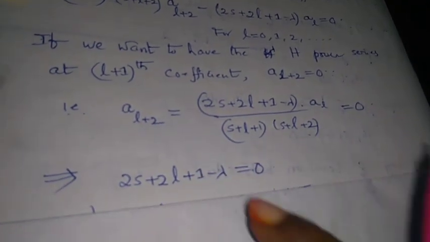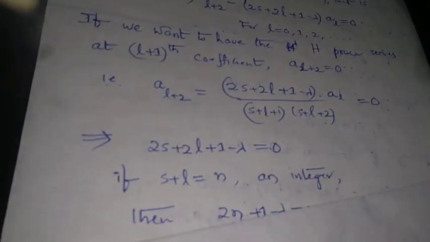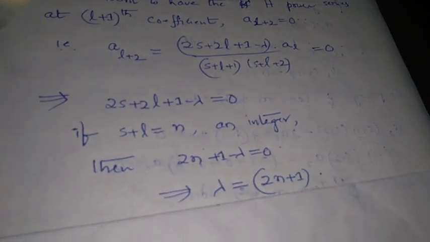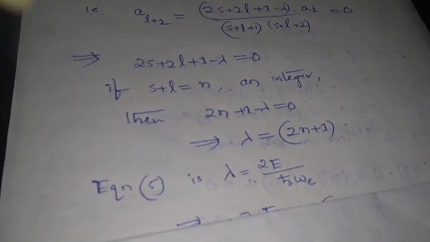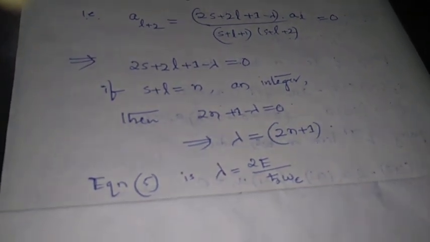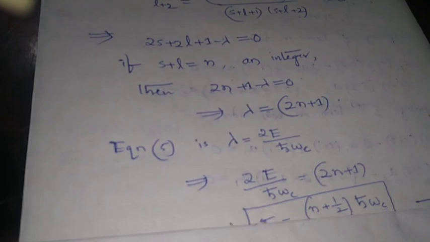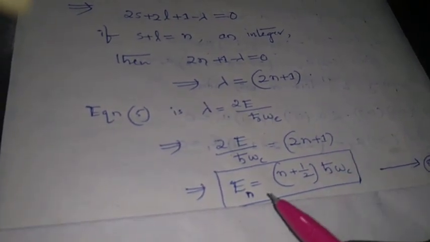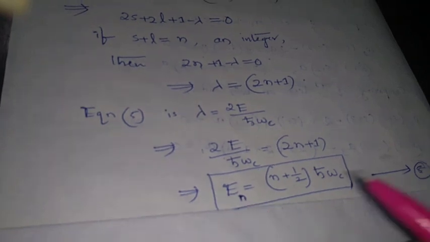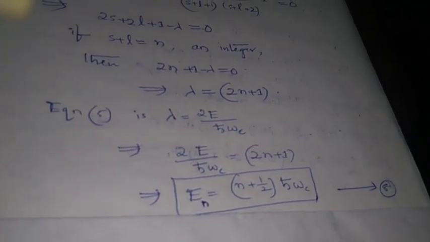That is this expression. And here if you call s plus l as an integer n, then we can get lambda equals 2n plus 1. And if you recall from equation number 5 that lambda was 2E by h cut omega c, we can equate those two equations, and we get the expression for energy E as n plus 1/2 times h cut omega c. So we can even put a subscript here as n, and we call this equation number 8.